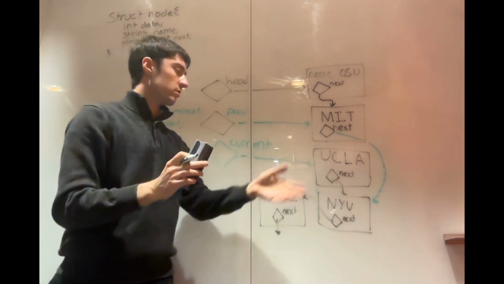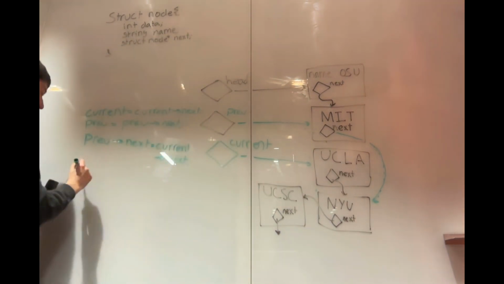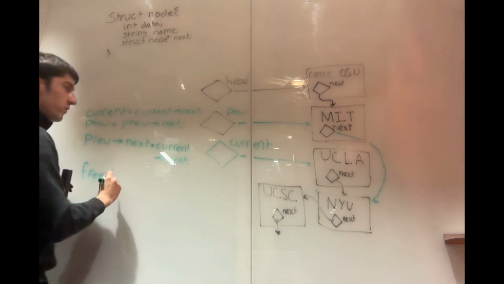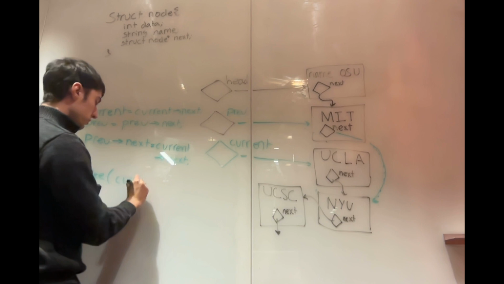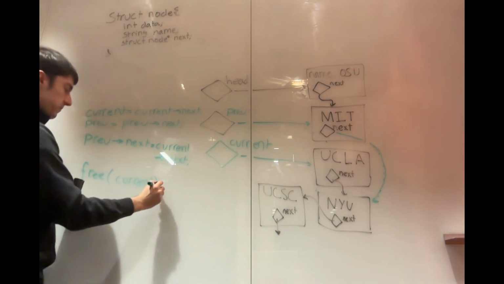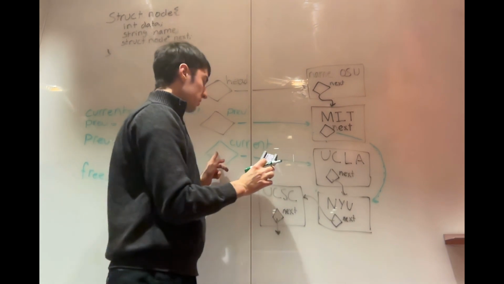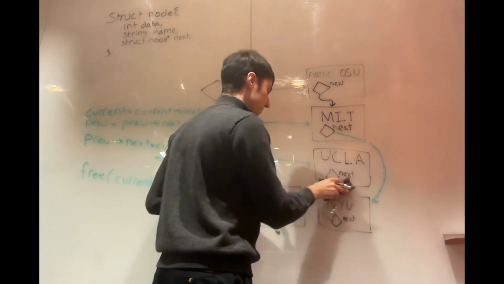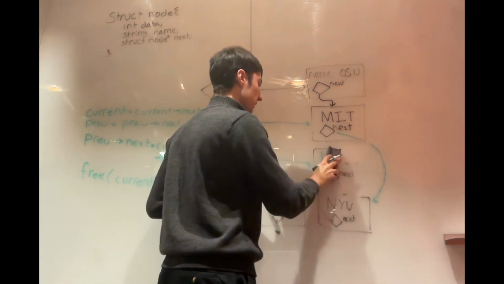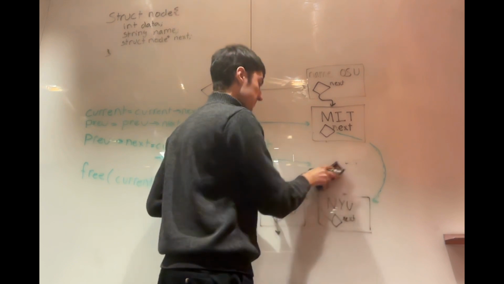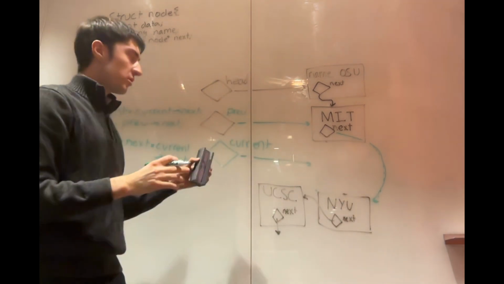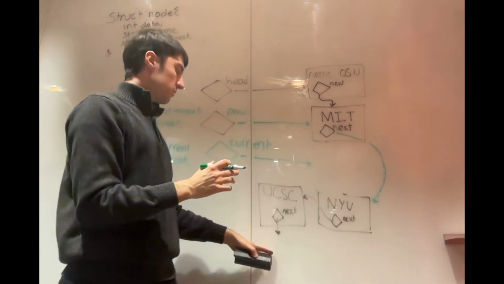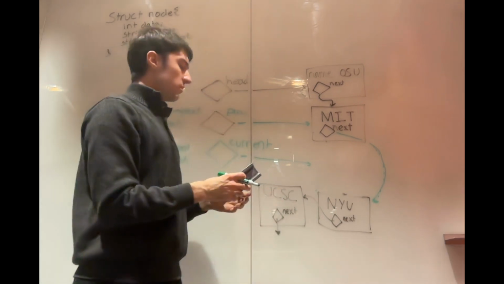Now we just need to delete this. That's simple enough. You can just use the free function on current. Okay, and then what's that going to do? It's going to go here and delete this memory. Say goodbye. There we go. It just deletes this memory. Okay, that's exactly what we wanted. Cool.